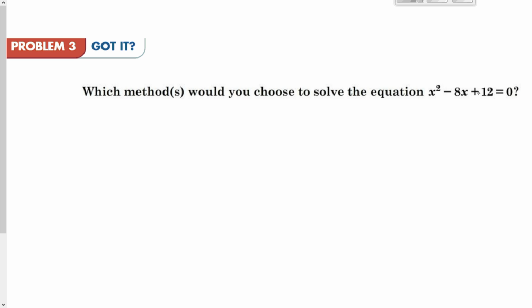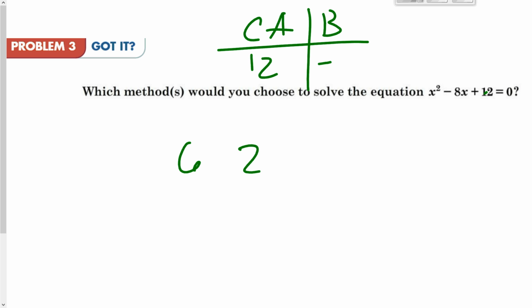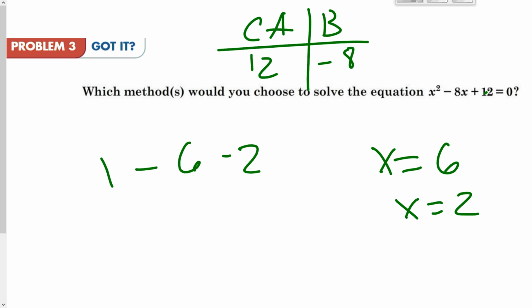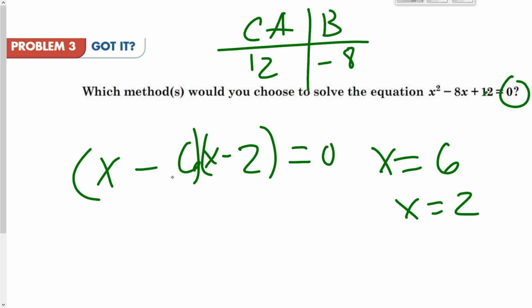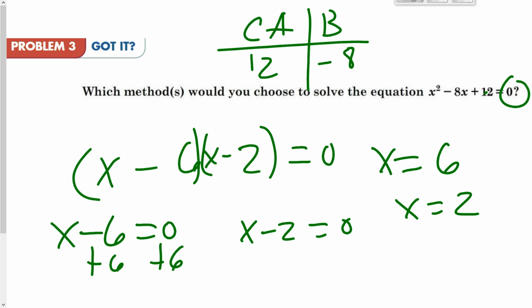Okay, here 12, what times what is 12 but adds to 8? That's 6 and 2. But since my b is negative, that means they both need to be negative here. And since my a is 1, I don't need to divide these by a, so my answers are basically just the opposite, 6 and 2. But I can write this equals 0, so the two binomials will equal 0, so set those binomials equal to 0. Add 6 on this one, so x equals 6, and add 2 on this one, so x equals 2.